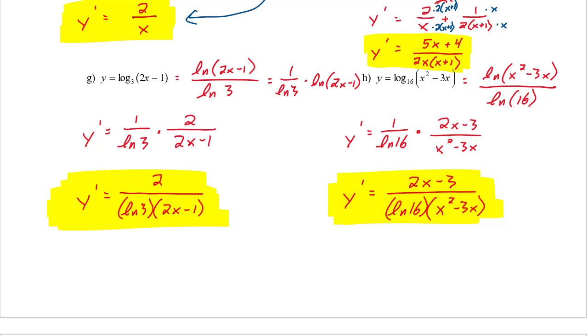Now, this one also could have had a separate route through. We could have technically factored, if we wanted to, the x squared minus 3x, and because it would be a product, we could turn it into a sum of two logarithms. I don't know if it necessarily makes the problem that much easier, but I just wanted to point out that that is technically an option that you could do.